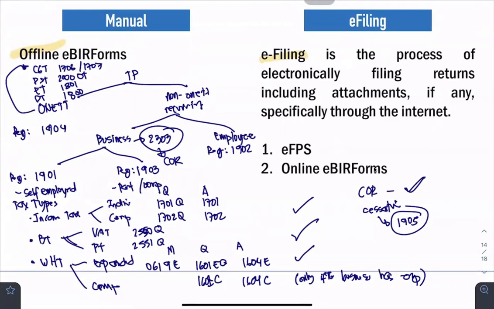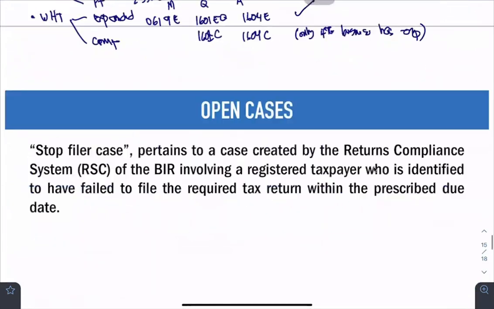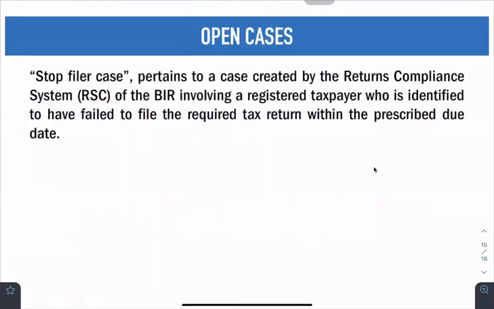Now, what if you did not file? You are required to file, but you did not file. What do we call the case? We call that open cases or stop filer case. So it pertains to a case created by the returns compliance system of the BIR involving a registered taxpayer who is identified to have failed to file the required tax return within the prescribed due date.